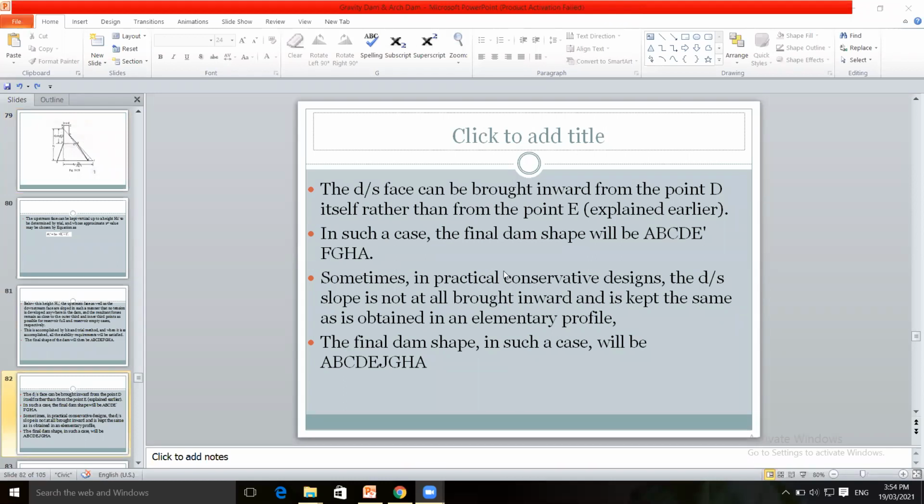So in practical consideration, practical conservative designs, the downstream slope is not at all brought inward, and it is kept same as it is obtained in elementary profile. Practical design मध्ये ते downstream slope जो आहे तो inward आतमध्ये तो आणला जात नाही, जसं आहे तसं ते ठेवलं जातं. It is kept, that point D, that point E is kept at the same location as it is kept in the elementary profile.